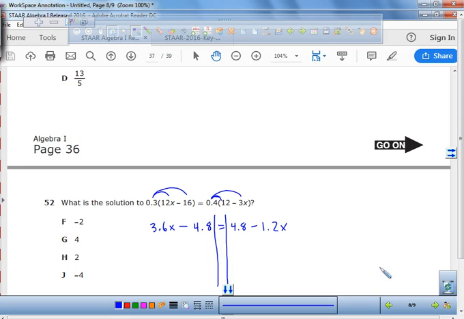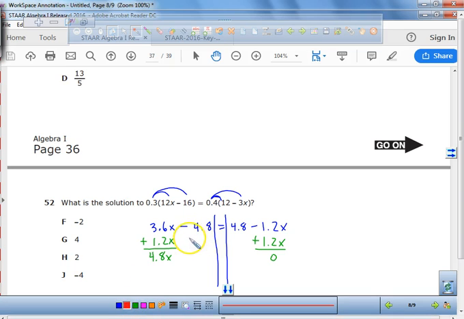Now when you're solving these, you got to get all the x's to one side and all the numbers to the other. So here's what I'm going to do. I'm going to add 1.2x to this side. We can throw it across. Whenever you throw something across the equal sign, it always becomes the opposite. So we add these together and we get 4.8.